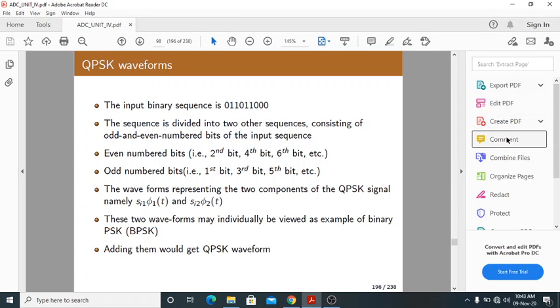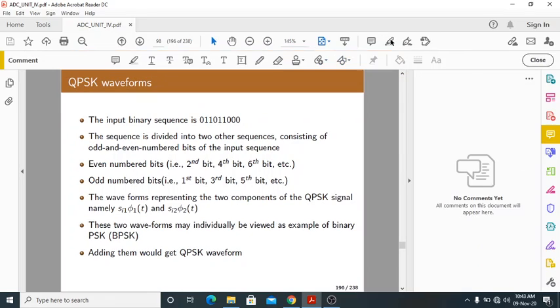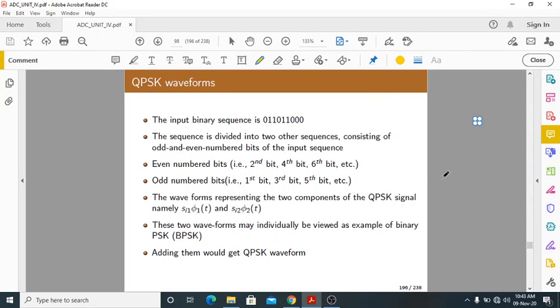In the last class, we have seen what is QPSK and what is QAM. As I told you, QPSK is a phase shift keying when we transmit 4 symbols or 4 message signals. Now, as I told you already, it is a combination of 2 BPSKs working parallelly.